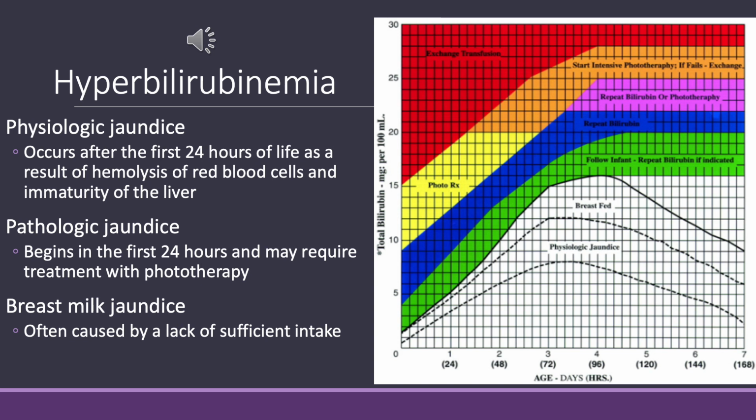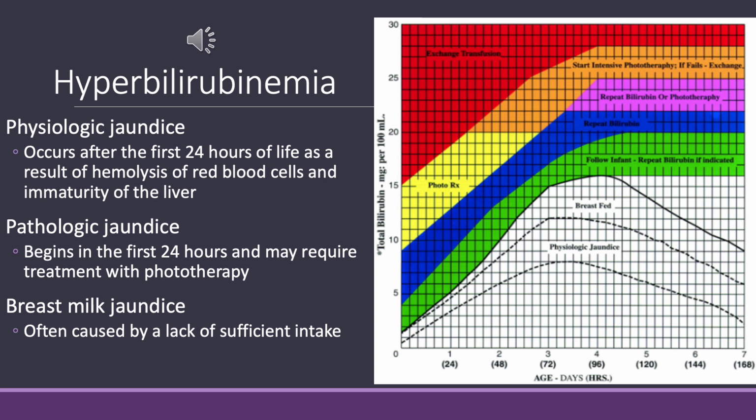Hyperbilirubinemia means high levels of bilirubin in the blood. The liver is the main organ involved in conjugating bilirubin for excretion from the body, and a neonate has an immature liver at birth, so it may not be able to prevent jaundice, which is yellowing of the skin, that's going to occur when there is excessive bilirubin built up in the blood. There are different types of jaundice.